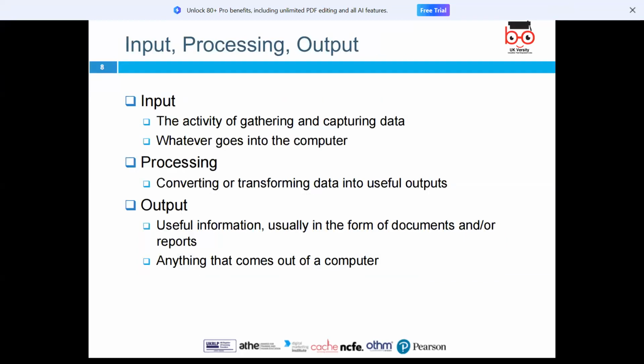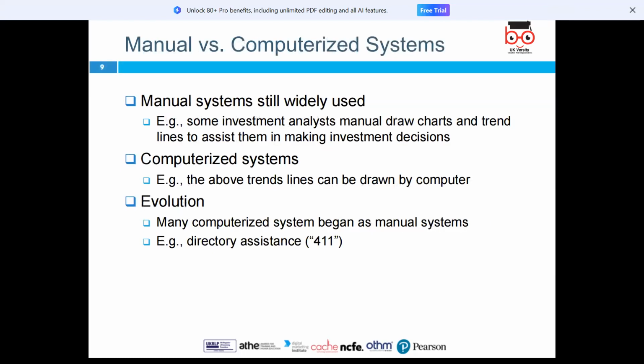Input is simply the activity of gathering and capturing data, whether it goes into the computer. Then processing, as we know, is simply the action of converting or transforming data into meaningful information. And output is simply what we're going to get from this whole process.